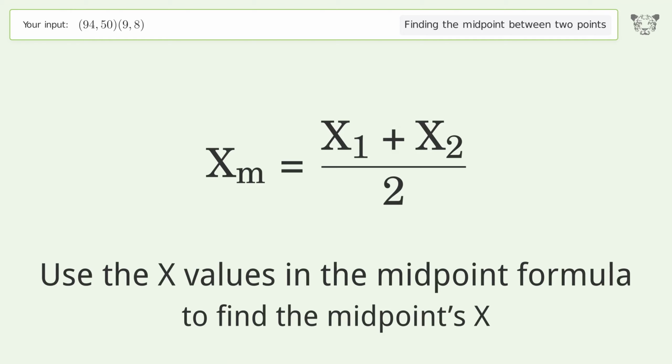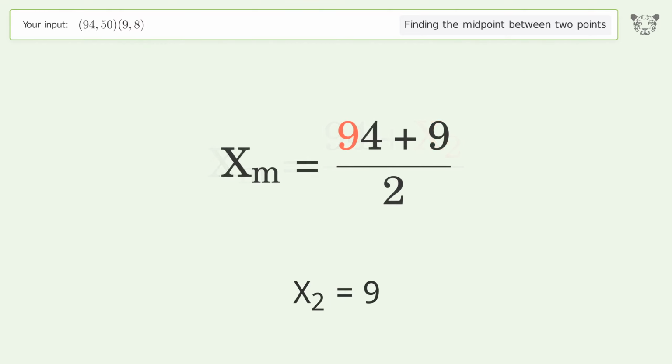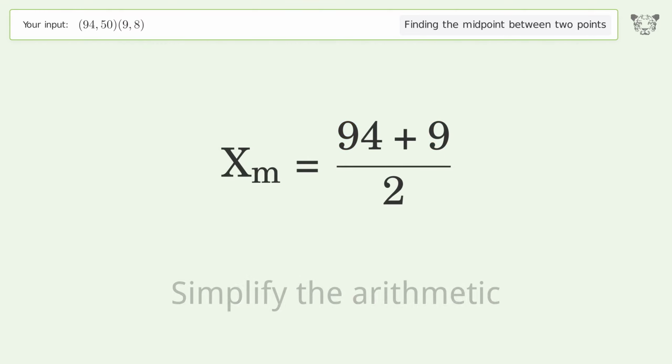Use the x values in the midpoint formula to find the midpoint's x. x1 equals 94. x2 equals 9. Simplify the arithmetic.